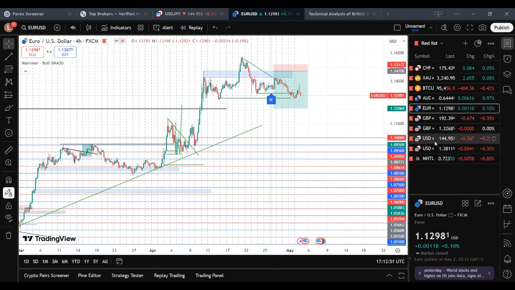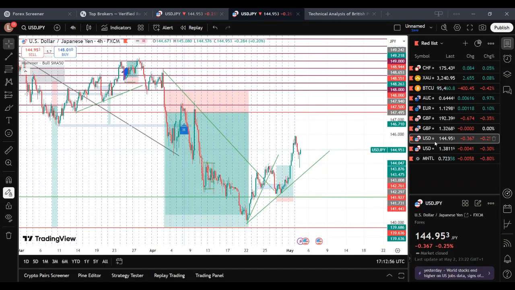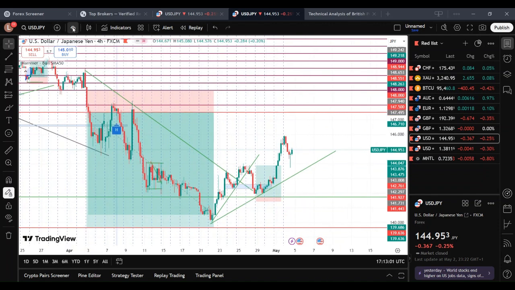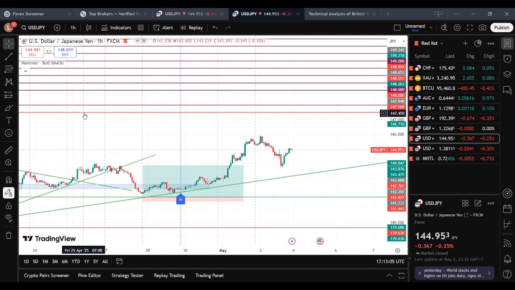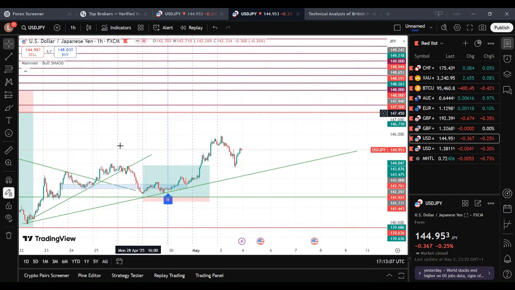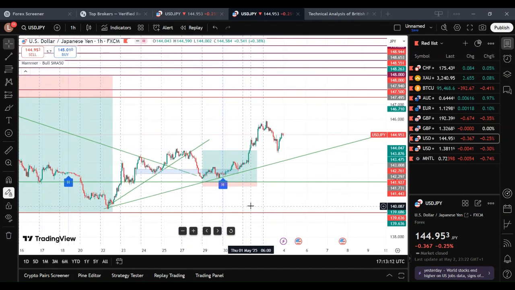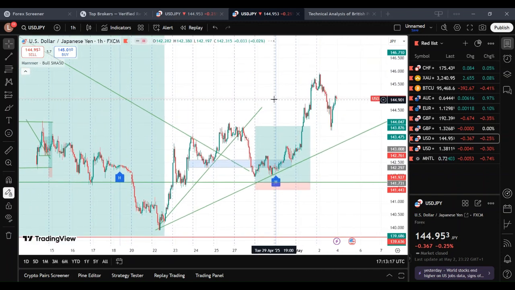So, beginning with USD JPY, we predicted a buy trade. We are anticipating a buy trade on USD JPY. So I'm just quickly going to give you guys the confluences behind the analysis. Okay, what do we have here?